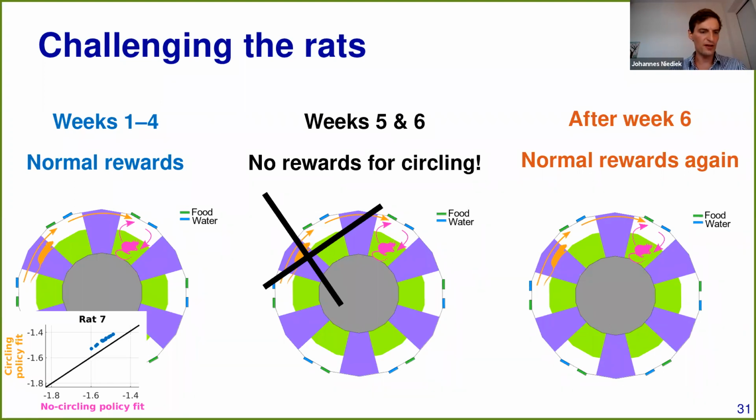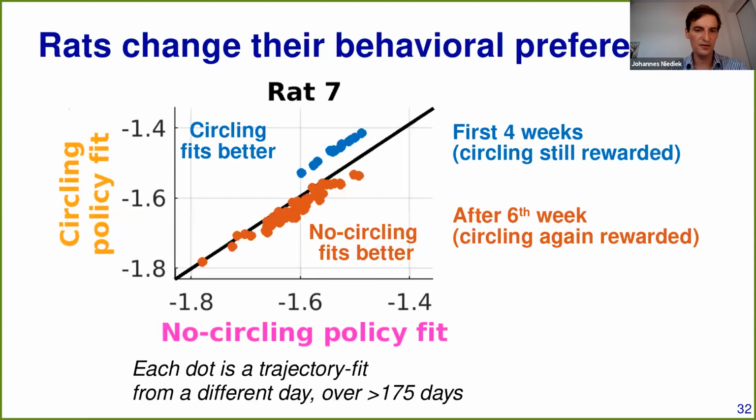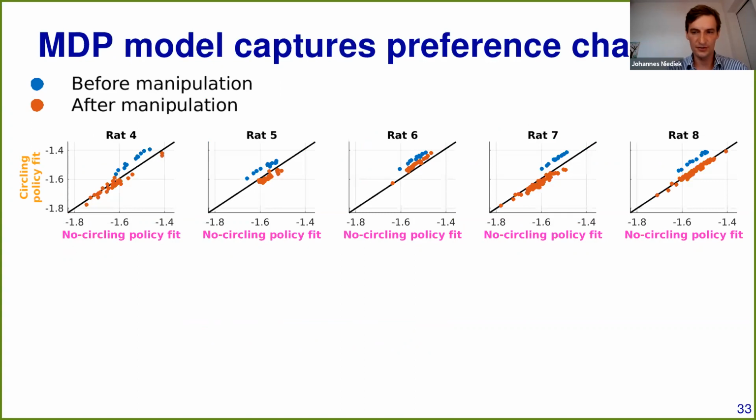And how is this reflected in the policy fits? Actually, there is a big shift. After this manipulation, the no circling policies fit the rat behavior better than the circling policies. So the rats learned to avoid circling, and even when circling rewards became available again, they stuck somehow to their old behavior of not circling. And this was very similar in all of the rats.